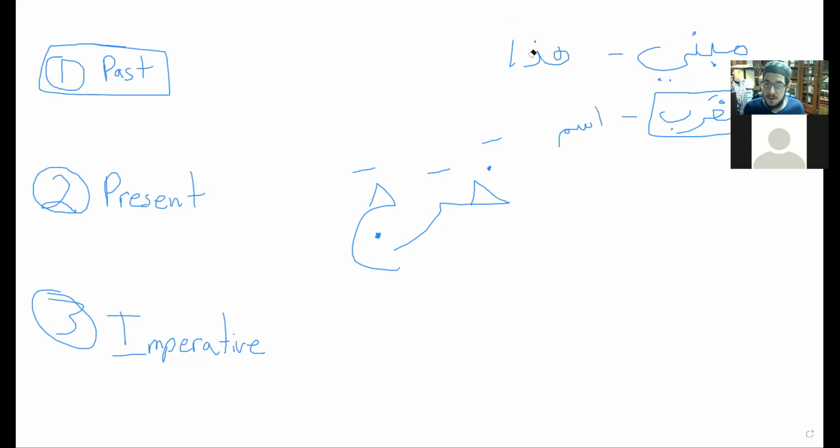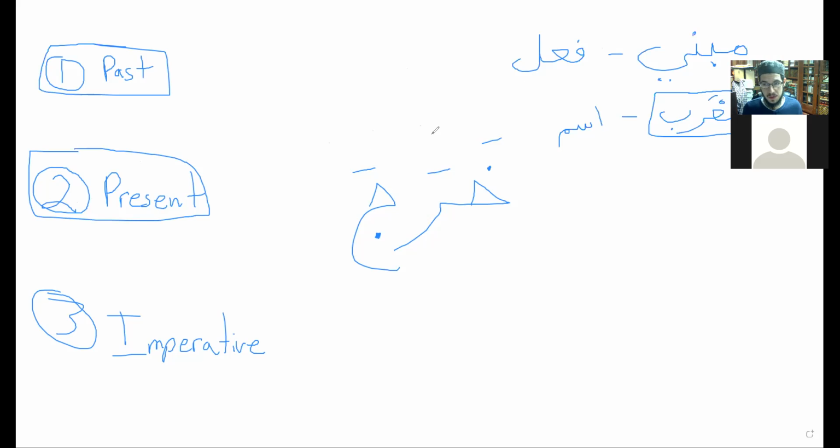In verbs, it's the opposite. That means that the default is that verbs, the fi'l, is mabni, meaning this ending here is not going to change to reflect grammar. Absolutely not. And the exceptions are mu'rab. And I'll spill the beans right now for those who are curious. The only ones that are mu'rab are the present tense verbs. Imperative and past are both mabni. So you don't have to worry about changing the ending.